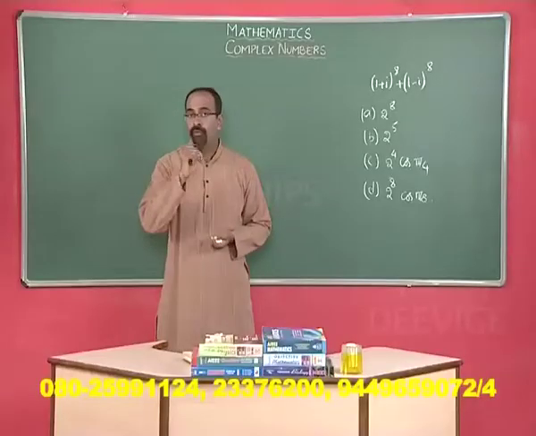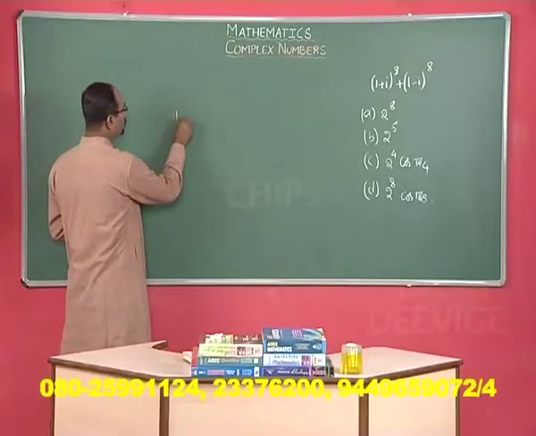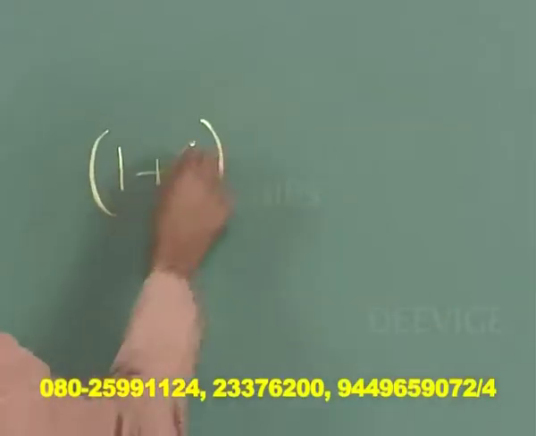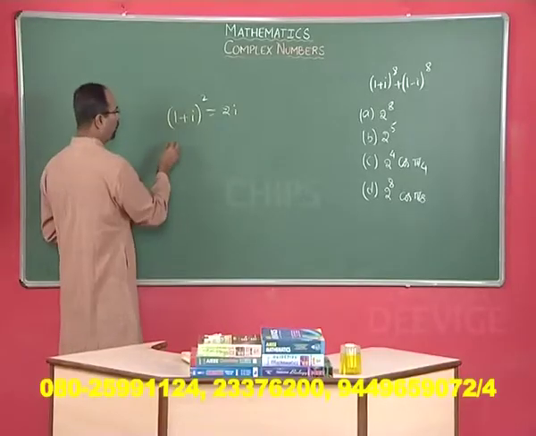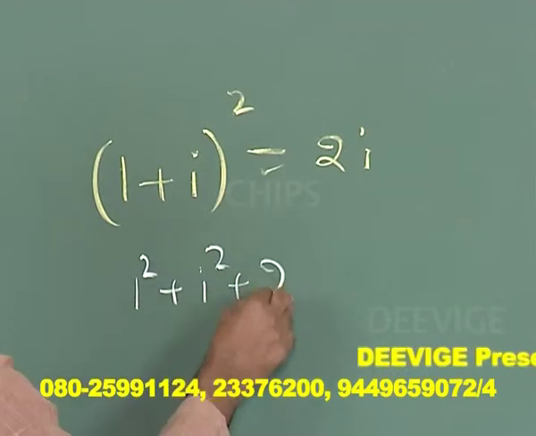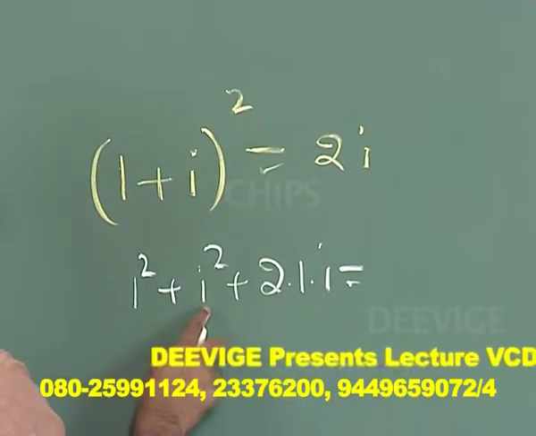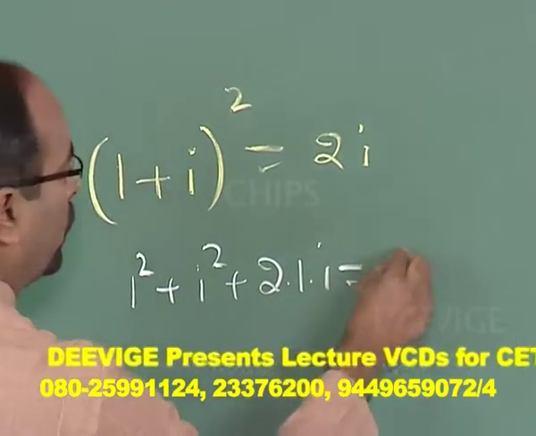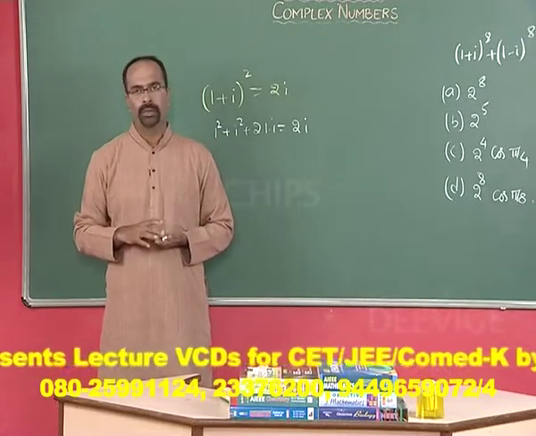You must be aware of one simple shortcut, that is, we can always use (1 + i)^2 = 2i. How is this possible? (1 + i)^2 is 1^2 + i^2 + 2 × 1 × i, that is equal to 1 - 1 + 2i, that is equal to 2i. This is one simple shortcut you can often use.